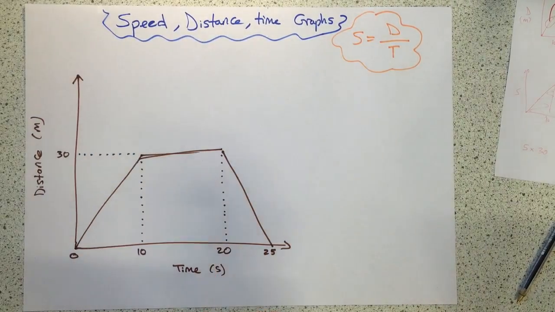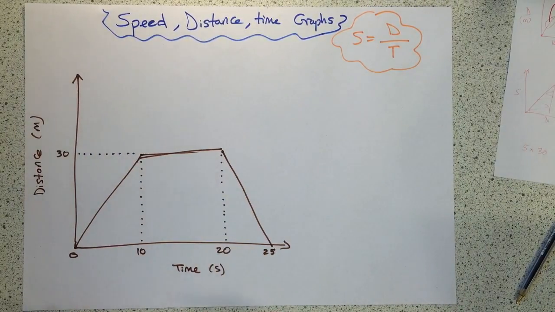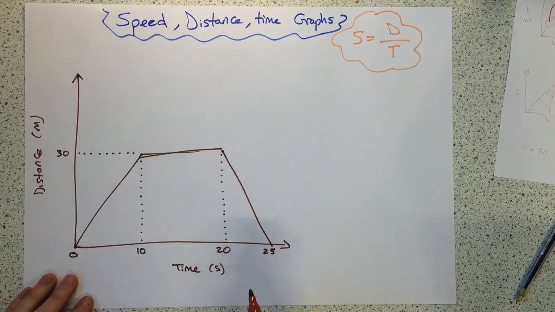Okay, so here we're going to talk about speed, distance, time graphs. The first thing you need to do whenever you see these graphs is look at what the axes are labelled. Is it a distance time graph or is it a speed time graph? That's the first thing you need to do.